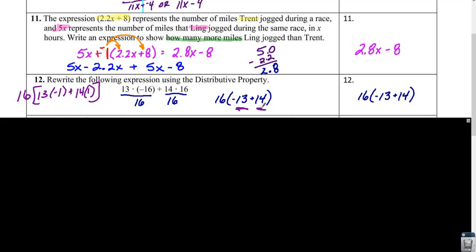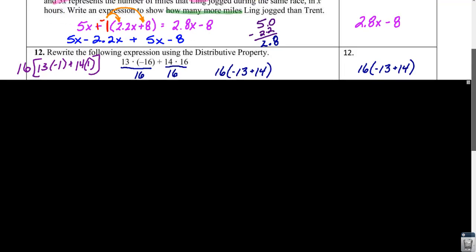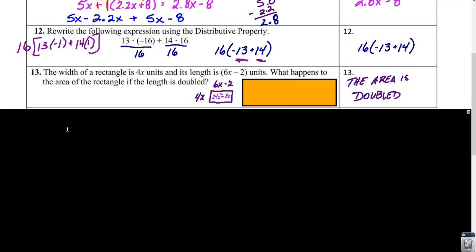It's a challenging concept. If you think through it, I think it'll make sense. If it doesn't, you're welcome to ask me some questions about it. Let's move on to problem number 13.